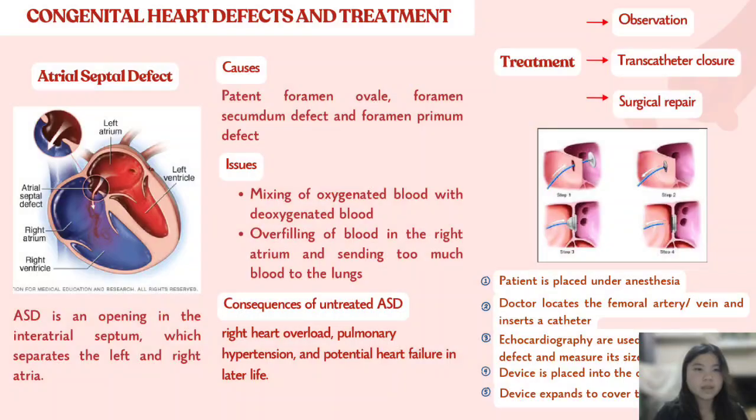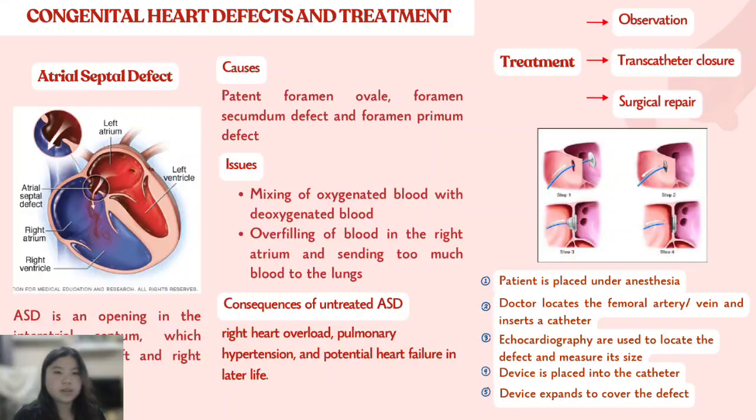An atrial septal defect, or ASD, is an opening in the interatrial septum. ASDs can be caused by patent foramen ovale, foramen secundum defect, or foramen primum defect. In a healthy infant, the foramen ovale should close up when oxygenation in the lungs leads to higher pressure in the left atrium to push septum primum against septum secundum.